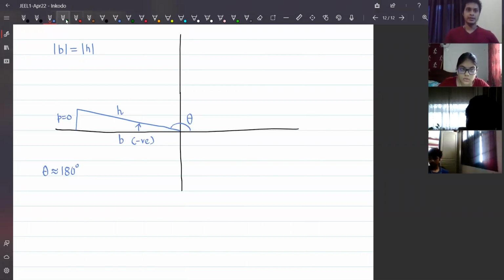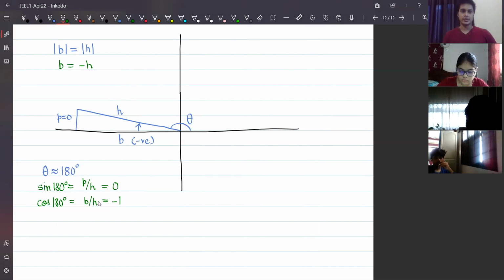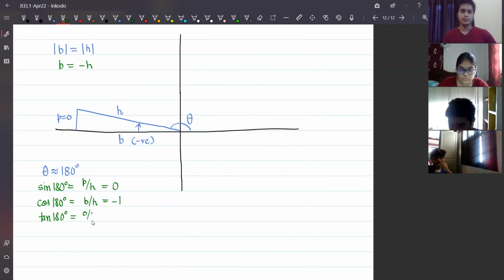So Nirmit, tell me the value of sine 180. P by H, that will be 0. Correct. Cos 180. B by H, that will be -1. B is equal to minus H, so this will be equal to -1. Tan 180. 0. That is 0 by B.